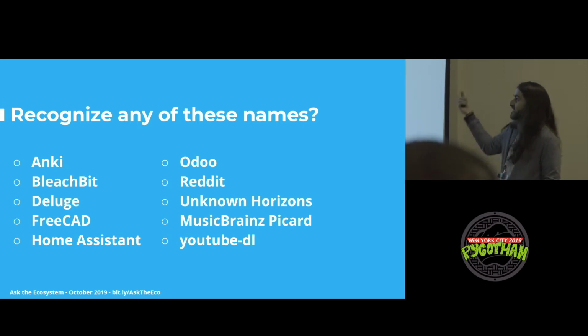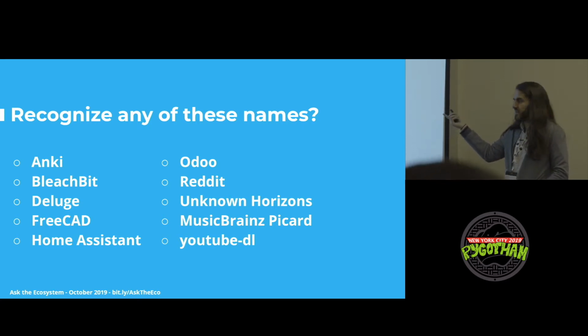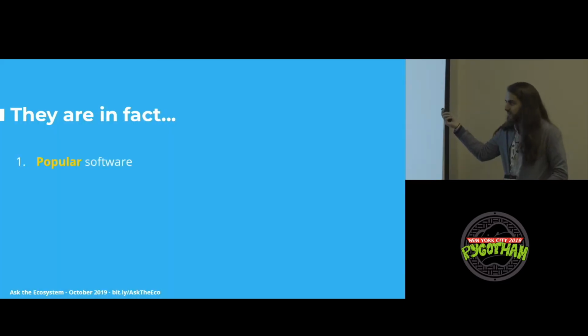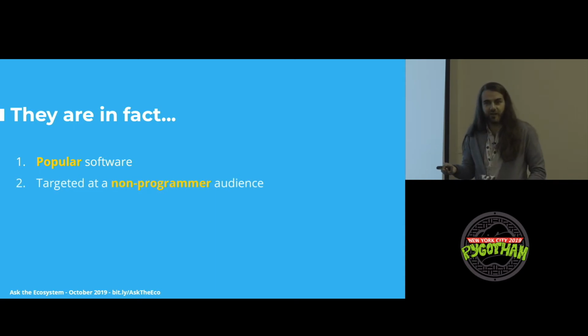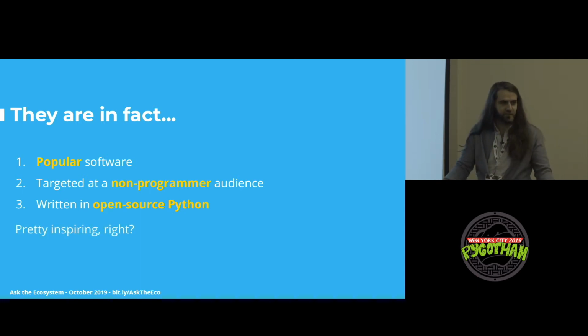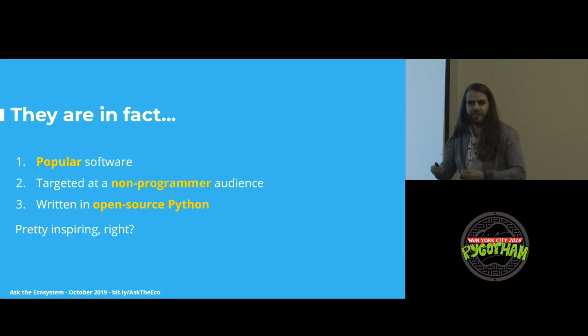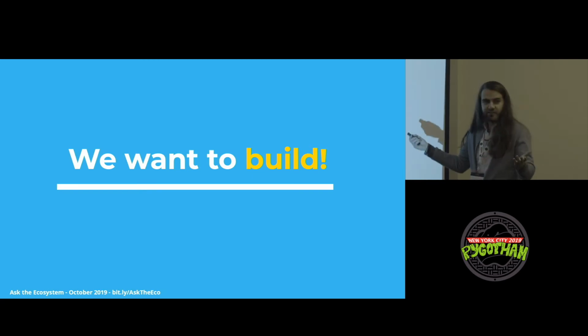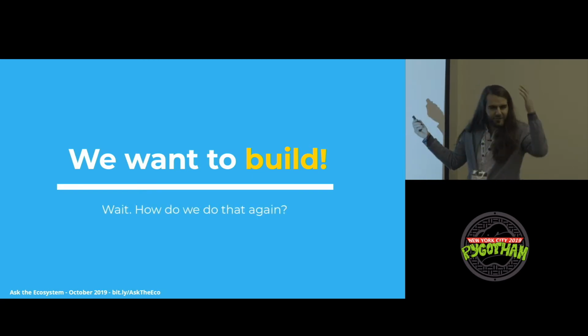Okay, so yeah. Anyways, what is true of all of these applications? They are, in fact, popular software. They have a large user base. They are targeted at a non-programmer audience, right? And they are, yes, written in open source Python, but generally not marketed as such. Usually the users of these applications don't care if it's written in Python, Ruby, C++, JavaScript. It just works, and that's what matters, right? That's what actually inspires us to code, right? We want the rubber to meet the road and the people to use our software. And usually those people aren't developers. So yes, we want to build. But wait, how do we do that again?